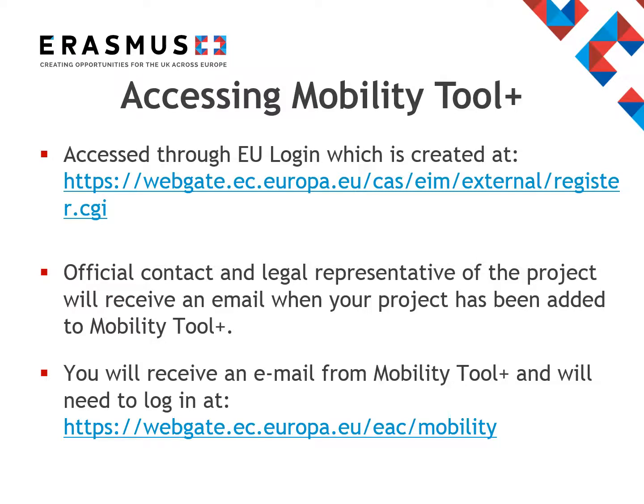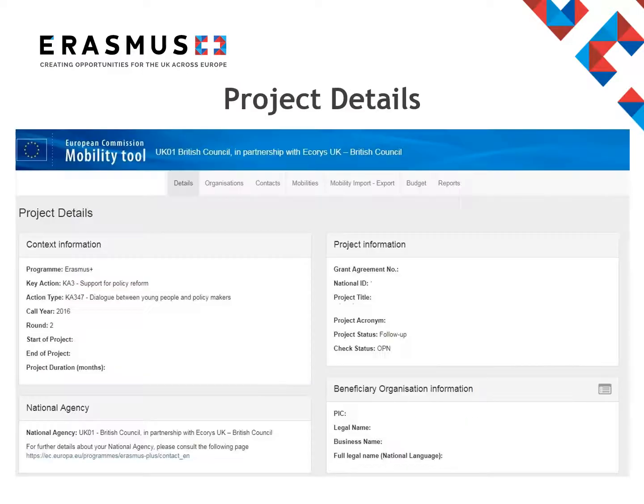Only the official contact and legal representative of the project will receive an email when your project has been added to the Mobility Tool Plus. You will also receive an email from Mobility Tool Plus and will need to log in through the link shown on screen. After you log in, you will be shown a screen which looks like this. All of your organisation's details will be pre-filled. The main thing that you need to check here is that all the details are correct, and if anything is incorrect, please let us know as soon as possible.